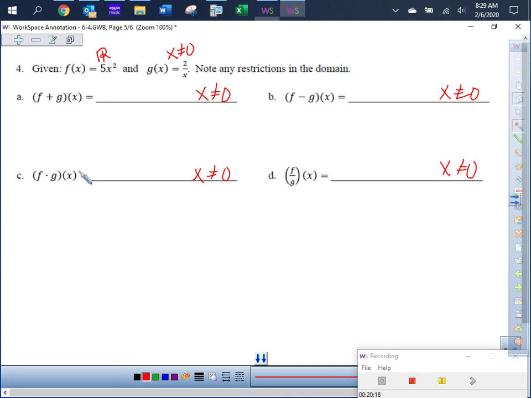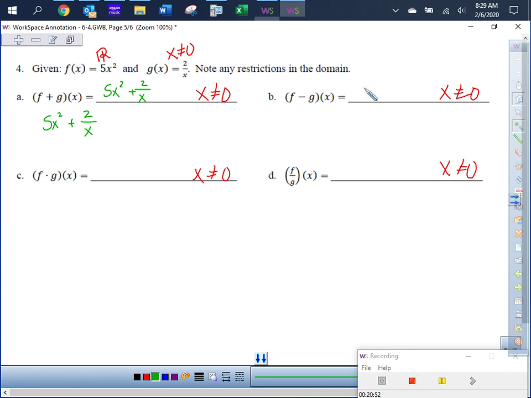So now let's add these together. So we'll take the 5x squared plus 2 over x. And that's really messy, so we're just going to leave it like that. That's as simplified as we'll leave it. We could manipulate that a little bit, but there's really no advantage to putting it in a different form. So we'll leave it like that.